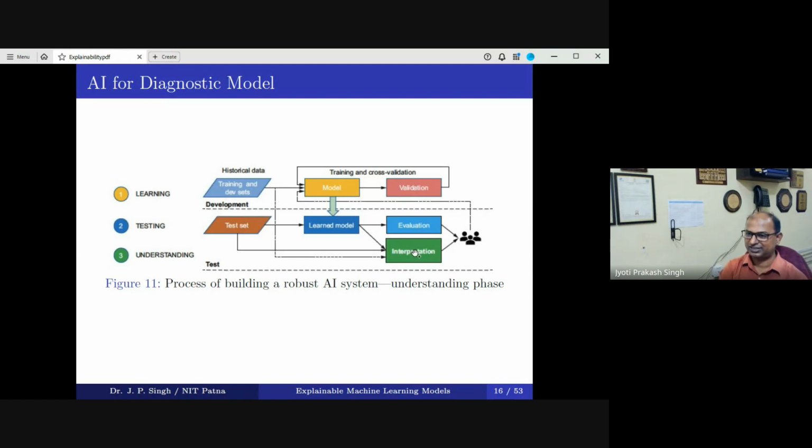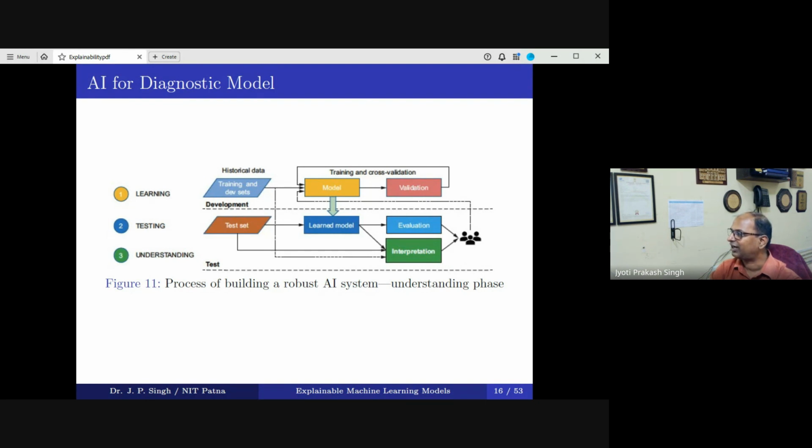So we are suggesting that we will add an interpretation level, and that's the core of my talk. How do we add this interpretation? How do we add this particular interpretation level? This is the block we are talking about. How do we add this?